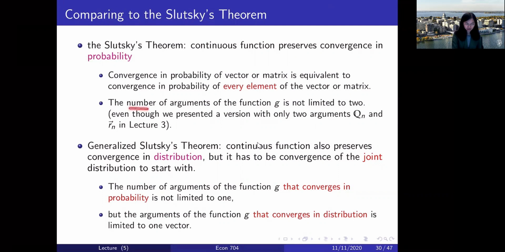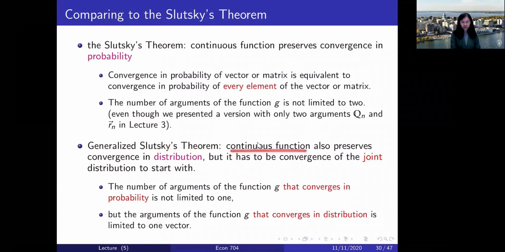Okay? The number of arguments in the function G is not limited to 2. You can have 3, 4, 5, 6, and it doesn't matter. As long as the function G is continuous in all of those arguments, it preserves the convergence in probability of those arguments. So that's Slutsky's theorem. For the generalized Slutsky's theorem, it's slightly more restrictive.